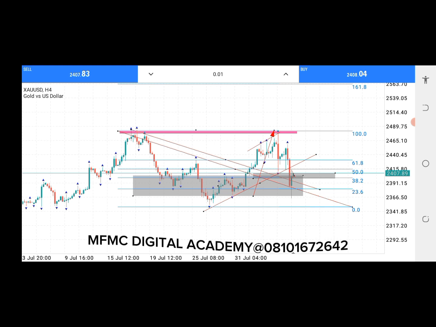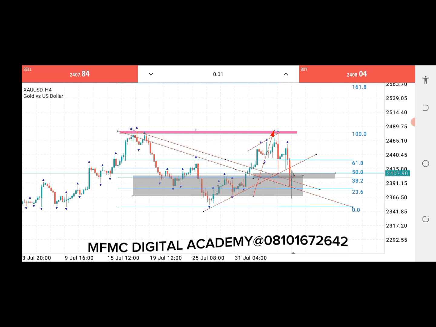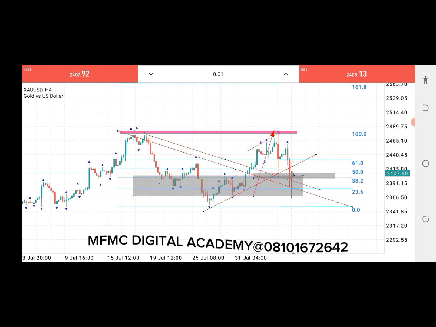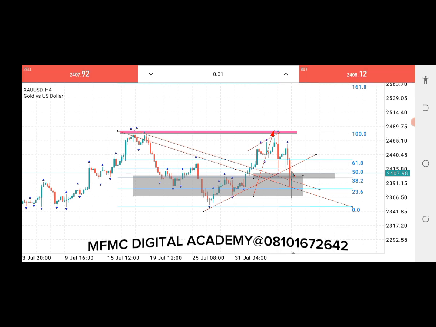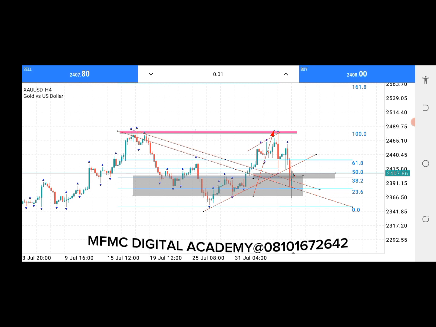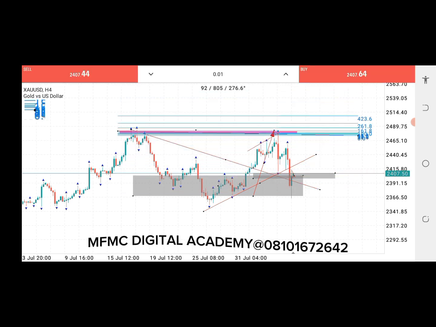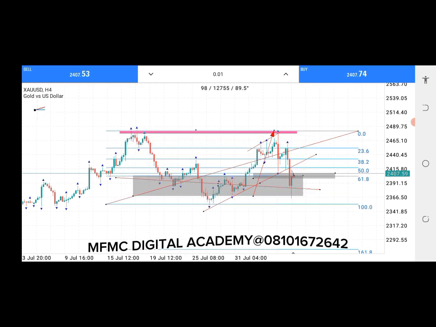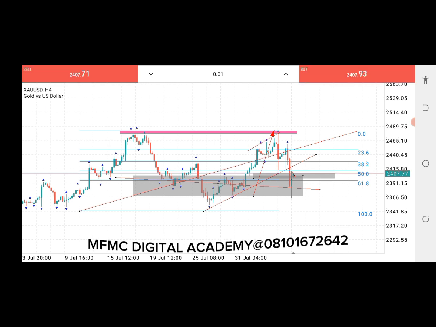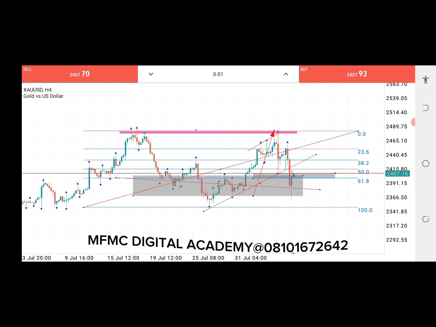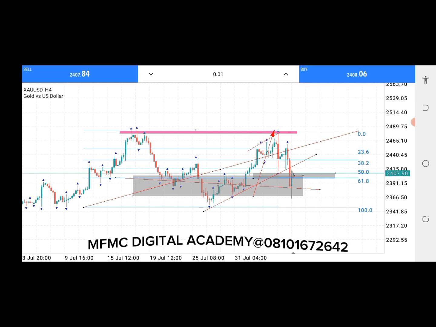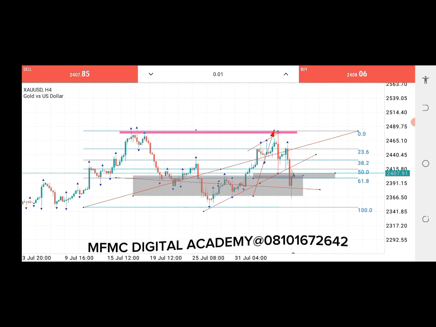At this 61.8 there is always rejection, and at 50.0 they have strong rejection. Hope you understand. So I can use Fibonacci retracement to know my next resistance or my next support. Now if I want to use it to know support, I will turn this 0 up and I will bring this 100 down. So the 61.8, where we find the 61.8, will be my support, and the 0.0 will be the overall high. You should not put your TP at the overall high.